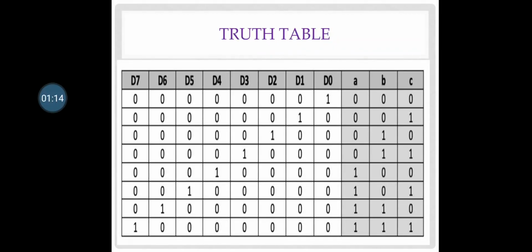So this is the truth table of the 8:3 encoder. Here you can see D0 is 1 and output is 0, 0, 0. When D1 is 1, output is 0, 0, 1 and so on. When D7 is 1, output is 1, 1, 1. So this is how each binary code will be generated depending upon the switch which is connected.